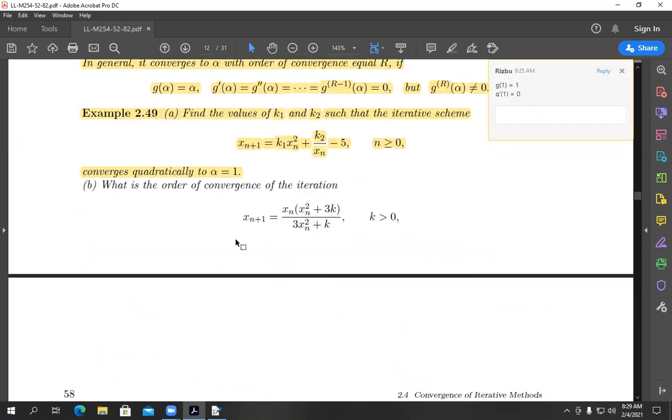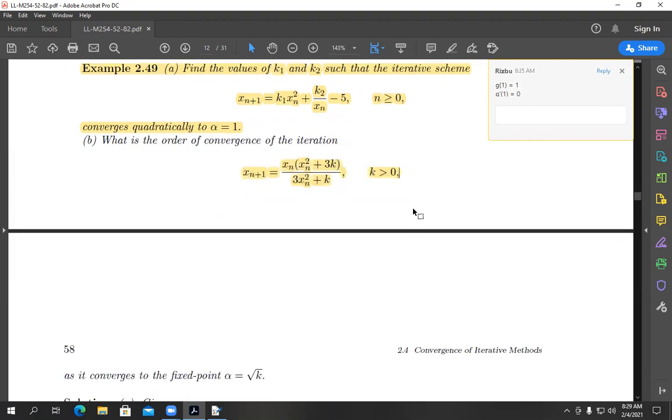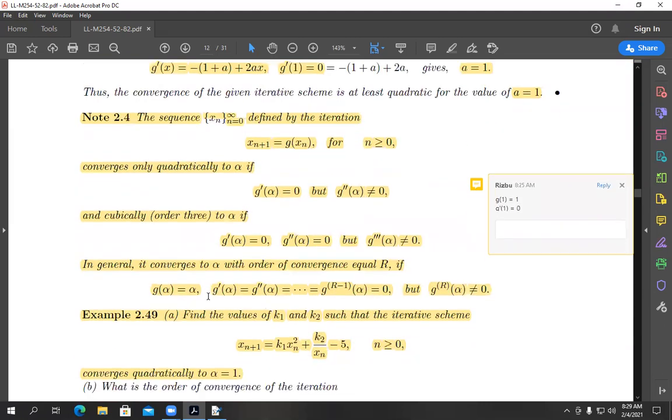Now go back to the second part of the question. The second part of the question is: what is the order of convergence of this method when this method converges to the fixed point alpha equal to the square root of k? So how can you find the order of convergence? I give you the generalized formula.